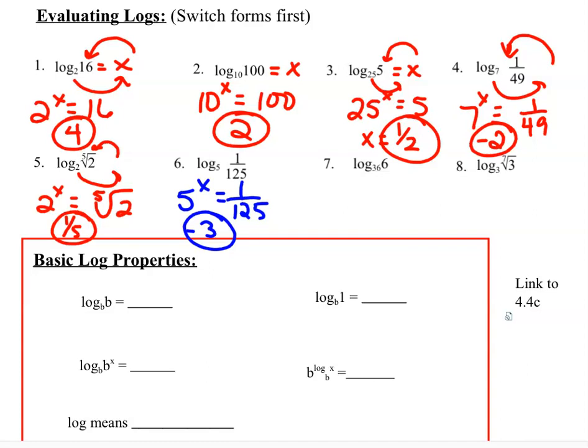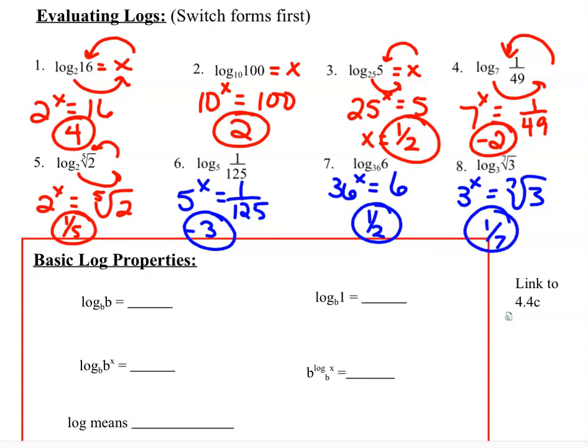Okay. Number 7, 36 to some power gets us a 6. Similar to the one right above it. What are we doing to 36 to turn it into a 6? Square root. Any kind of root is a fraction power. In this case, square root would be a 1/2 power. And then for the last one, 3 to some power gets us the 7th root of 3. How can we write a 7th root using a power? 1/7. Okay, questions on any of those?